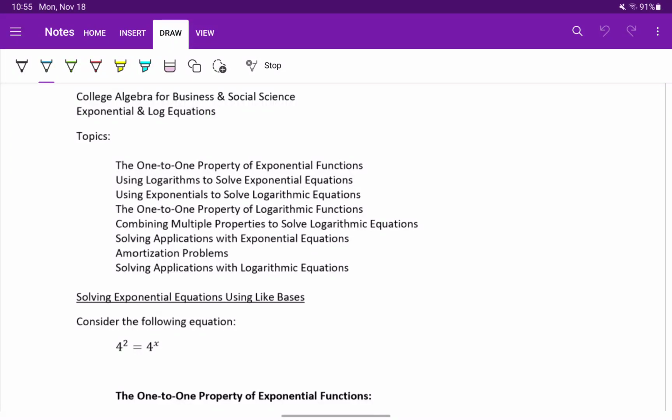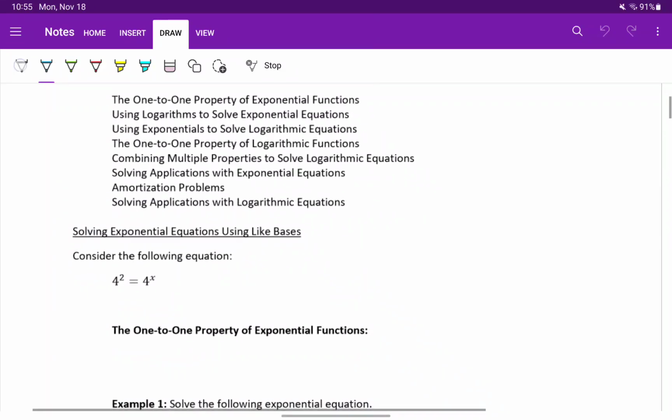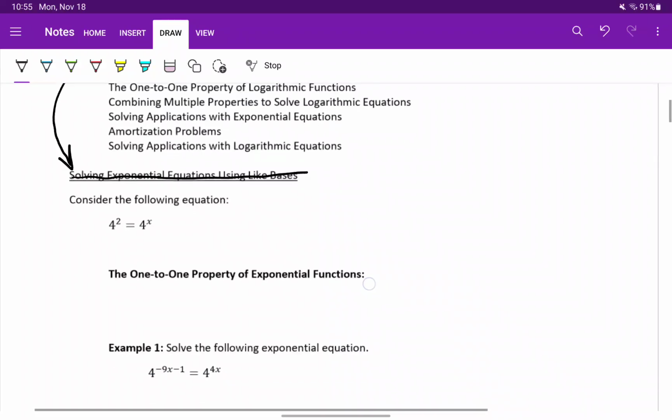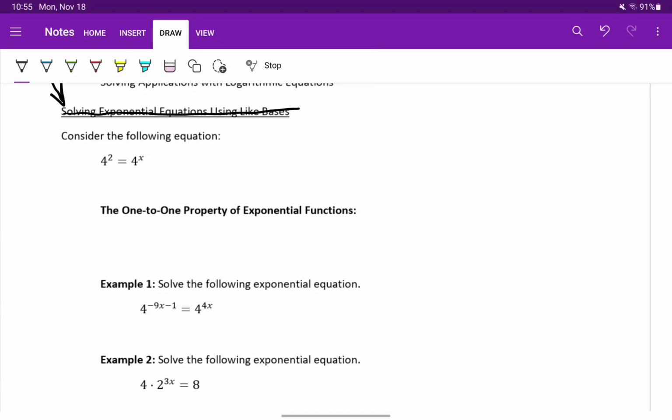In this section, we want to take a look at how to solve exponential and log equations. And the first thing we'll look at is how to use the one-to-one property of exponential functions to solve exponential equations, which means exactly the same thing as what I wrote there, but I like the consistency.